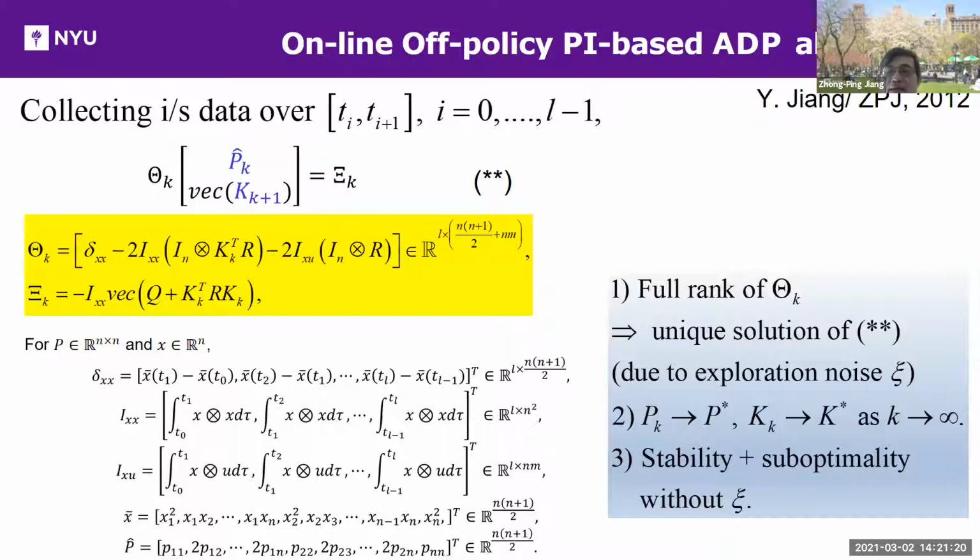And then we can prove mathematically that as the learning step k goes to infinity, P_k will converge to the optimal solution of the Riccati equation, and K_k will converge to the optimal gain that solves the linear quadratic regulator problem. And if you turn off the noise, you can calculate stability and asymptotic optimality. So the mathematics is very simple, based on linear algebra.